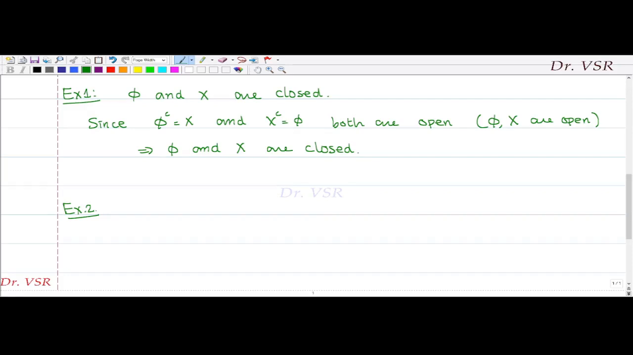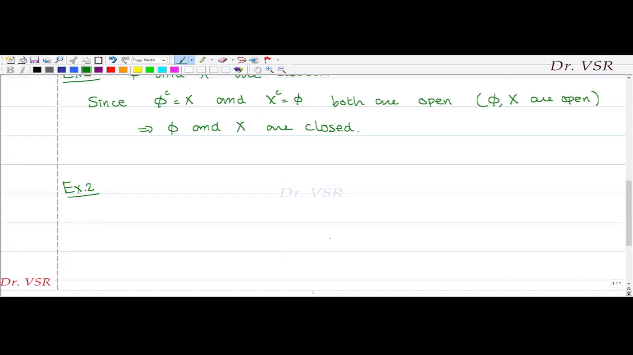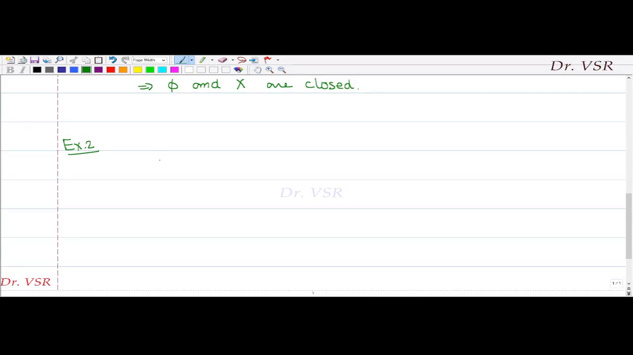Now we go for the second example, example 2. What we are going to discuss here is: every finite subset of a metric space is closed.